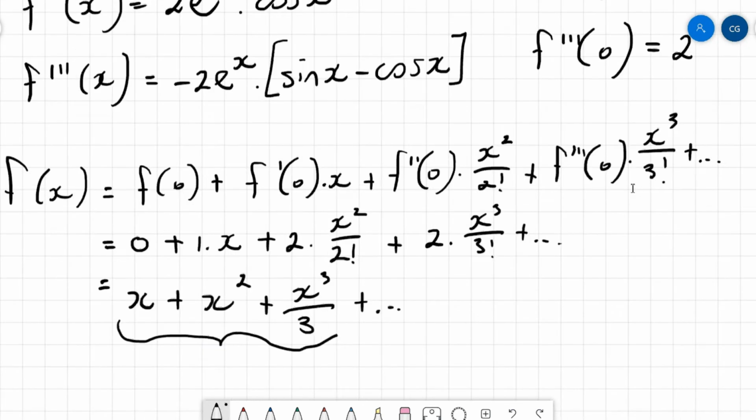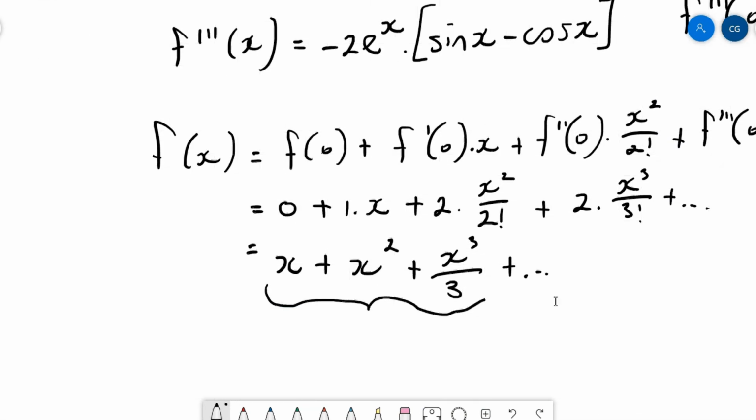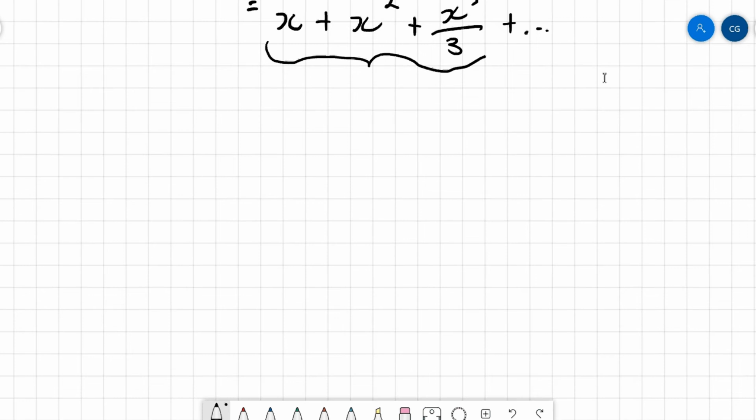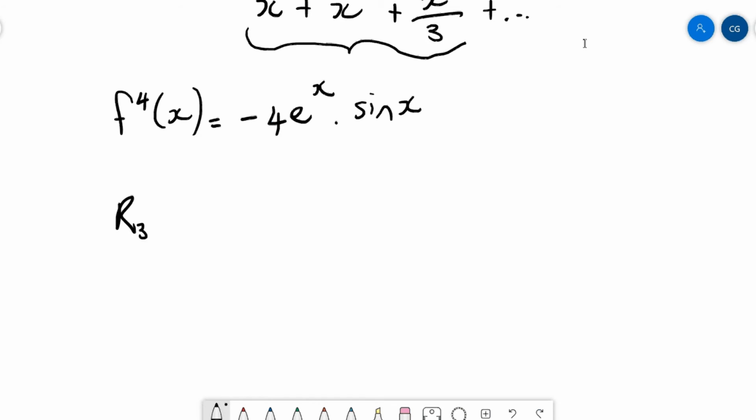So let's put all of this in practice. Let's go down here. We had our third derivative of f. So now we have to find the fourth derivative of this function. And the fourth derivative is going to give us negative 4 e to the x times sine x. So this is my fourth derivative. So if I want to find the error term for the approximation that we have, for n equal to 3, this is R3(x).